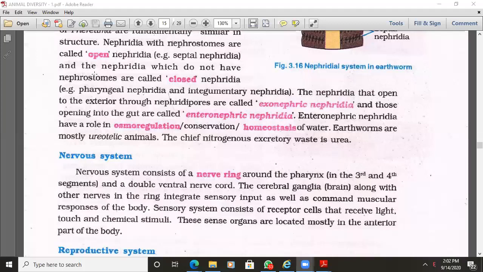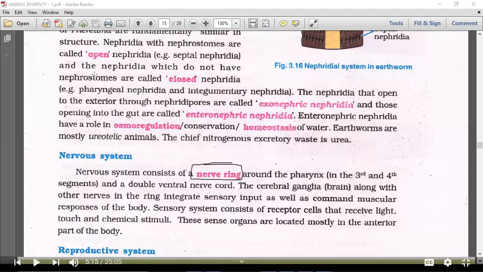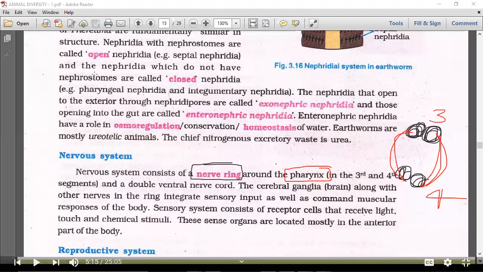Okay, sir, wait. Nervous system in the textbook. The nervous system consists of a nerve ring. Talking about the nerve ring, we said the suprapharyngeal nerve ganglia and subpharyngeal nerve ganglia are connected by circumpharyngeal nerve connectives that form the nerve ring, which surrounds the pharynx. In the third segment is the suprapharyngeal nerve ganglia, and in the fourth segment the subpharyngeal nerve ganglia.